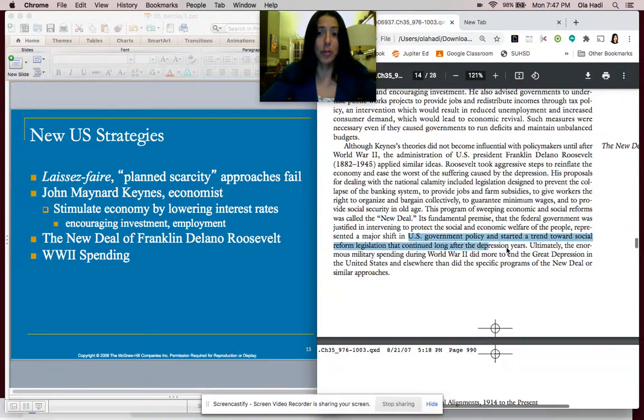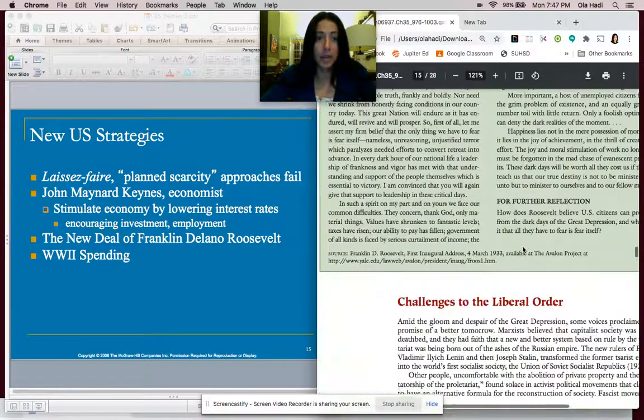For our class, you just need to remember that this is a turning point for the way the US government works. After this point, they're going to be much more involved in the economy and in social welfare programs and reforms. And that's what you need to know about economic experimentation related to the Great Depression.